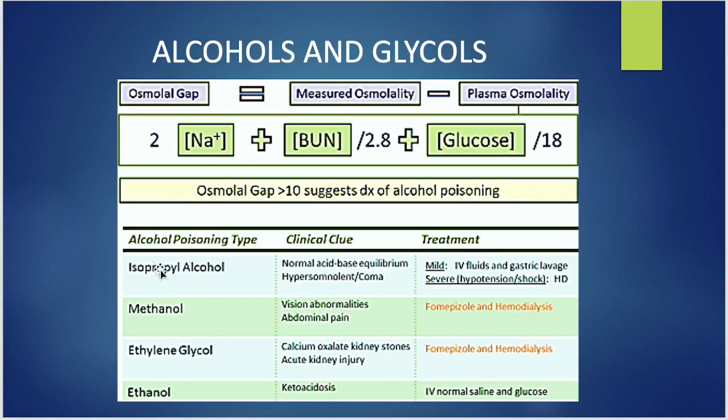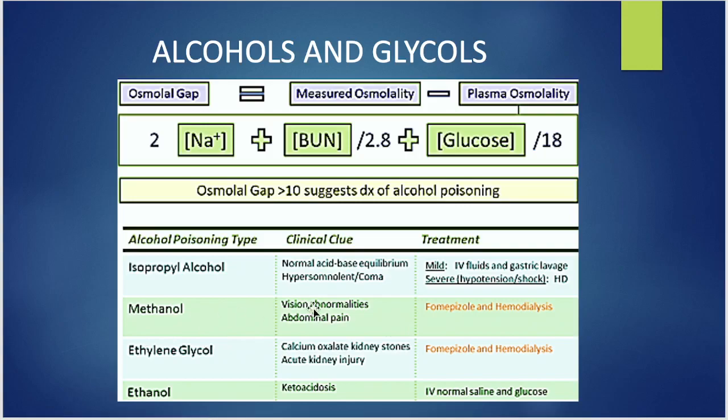Different alcohol poisoning types, we have your isopropyl, methanol, ethylene glycol, and ethanol. Ito yung discuss natin. And these are the clinical clues. Masasabi natin na isopropyl alcohol siya: normal acid-base equilibrium, hypersomnolent or coma. So, usually, nag-undergo ng coma. Actually, hindi naman isopropyl lang ang nag-undergo ng coma. Almost all of these, pag sobrang taas na ng dose.